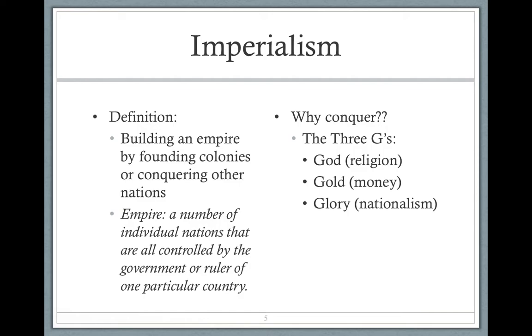So something to think about as we look at the different territories, trade partners, and spheres of influence would be thinking about the three G's and why the United States would be interested in this particular piece of land. Were they trying to spread religion? Were they simply seeking to make money? As we all know, it's all about the Benjamins, baby. Or were we trying to spread U.S. pride throughout the world in our nationalistic way?